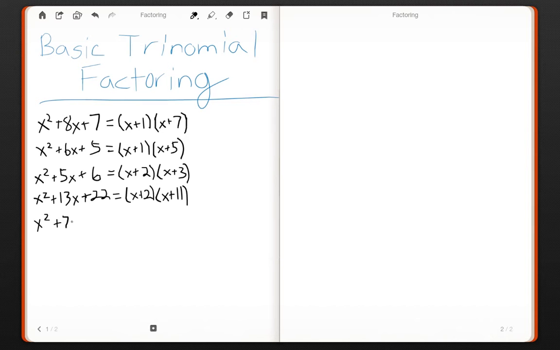Now, as we get into more examples, there are going to be more and more possibilities. So what are two numbers that multiply to 12 and add to 7? Well, we have 1 and 12. That doesn't add to 7. 2 and 6 does not add to 7, but 3 and 4 do. So this is going to be x plus 3 times x plus 4.